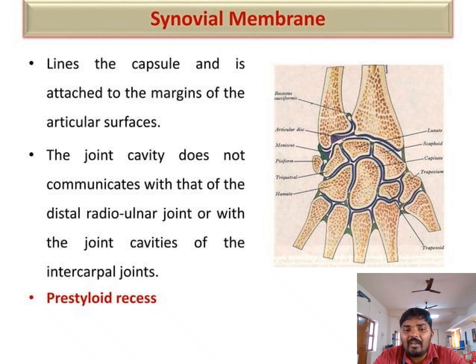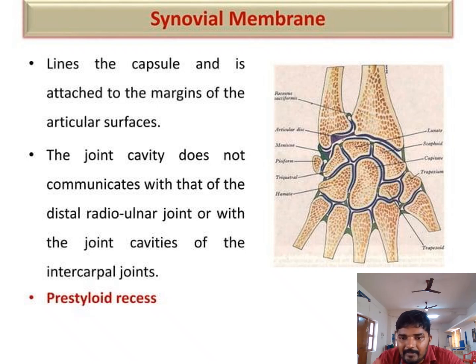Then the synovial membrane lines the capsule and is attached to the margin of the articular surfaces. The joint cavity does not communicate with that of the distal radio-ulnar joint or with the joint cavities of the intercarpal joint.